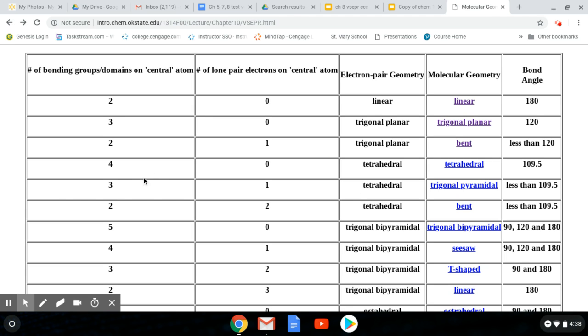Now let's add another group around the central atom. Let's go to 4. If we have 4 bonding pairs and 0 lone pairs, we say that that is tetrahedral. Tetrahedral has an angle of 109.5.